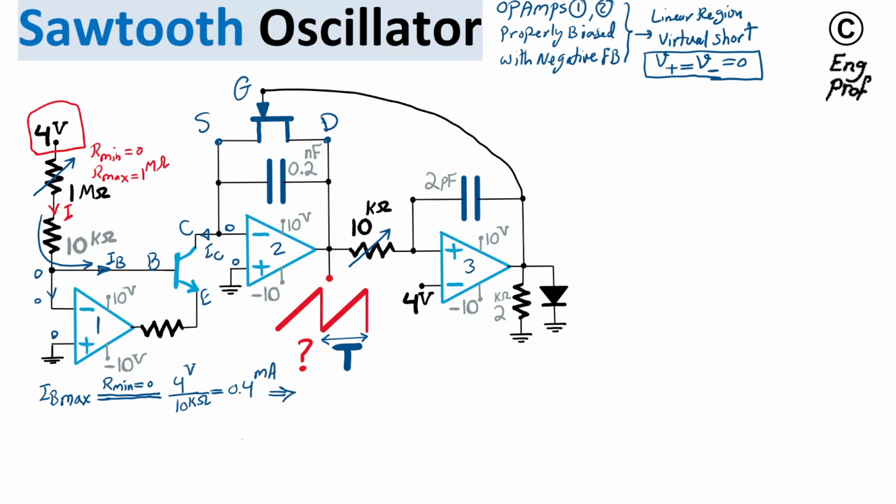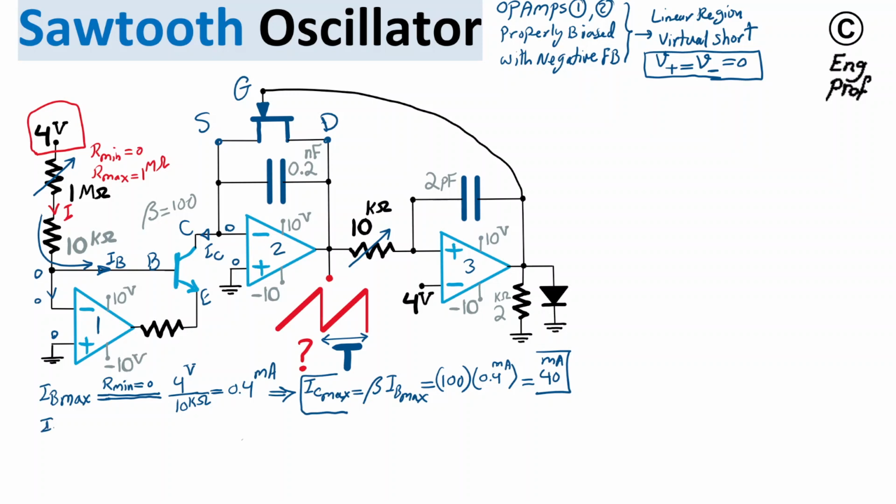The other thing is, let's make a practical assumption that the beta of this BJT is a practical value like 100, a very reasonable value for the beta of a BJT. As a result, the collector current is 100 times the base current. So I collector max happens when I base is max, beta times I base max, which is 100 times 0.4 milliamp. As a result, we get 40 milliamp maximum current for the collector of the transistor.